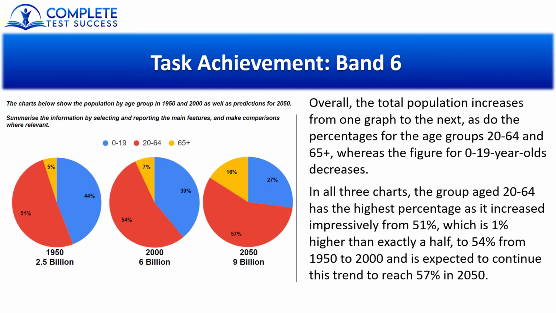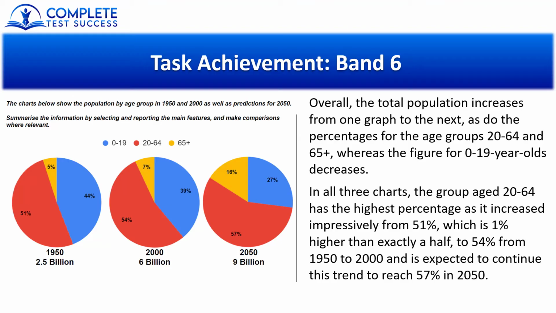In all three charts, the group aged 20 to 64 has the highest percentage as it increased impressively from 51%, which is 1% higher than exactly a half, to 54% from 1950 to 2000 and is expected to continue this trend to reach 57% in 2050.